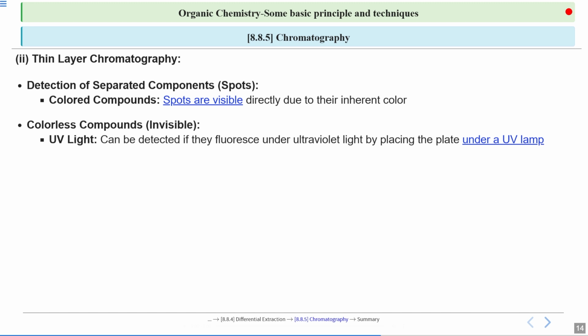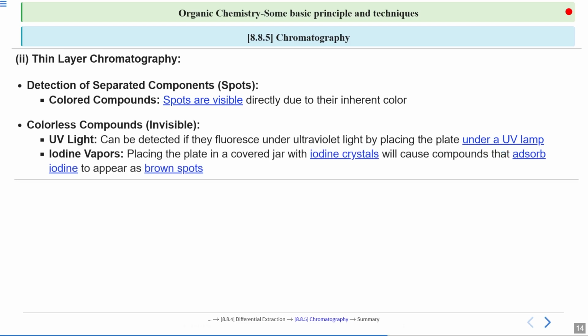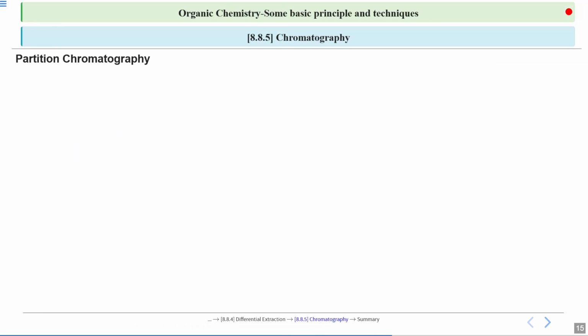For that case, you need special techniques for detection. So we will start using UV light in that case. If a compound is fluorescent under ultraviolet light, we can detect it by placing the TLC plate under a UV lamp. This is a common method for visualizing colorless spots. Another method used for detecting colorless compounds is using iodine vapor. By placing the TLC plate in a covered jar with iodine crystals, compounds that absorb iodine will appear as brown spots. This is also a simple yet effective way to make invisible spots visible. So these are the two ways you can identify invisible spots or compounds which do not show inherent color.